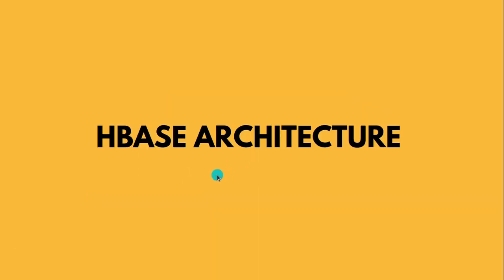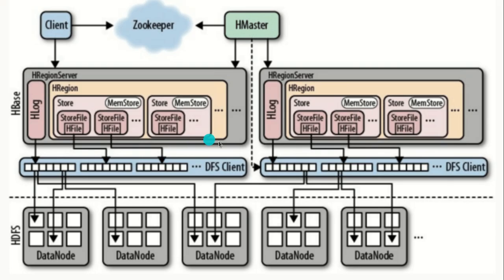So let's talk about this architecture in a little more detail. This is the diagrammatic representation. Now check it out: we have a client, and we have the HMaster. The very first thing, as I've already told you, is that we have an HMaster at the very top. It's responsible for managing all the HRegion servers. You can see that under this HMaster we have these two region servers available.